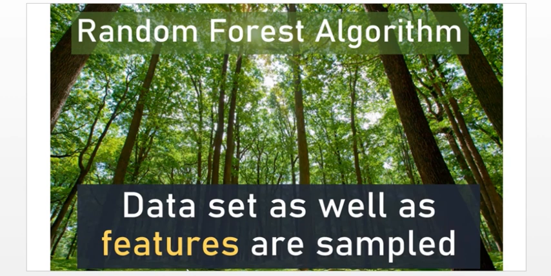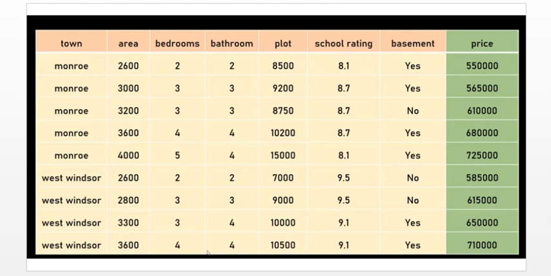Now, how does it work? A random forest first creates bootstrap samples by randomly selecting subsets of the dataset with replacement, and each subset is used to train a single decision tree. Then for each bootstrap sample, we grow a decision tree. At each split in the tree, we select a random subset of features and split the data based on the best feature from this subset.